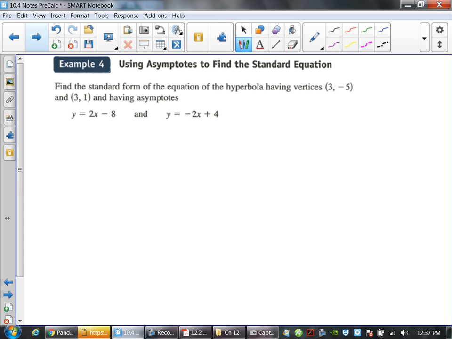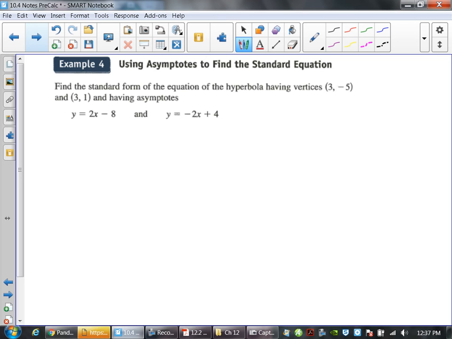This is totally different than what you did last year. Last year you were given vertices and foci, and you worked yourselves through it. Or you had a co-vertex and a vertex, and you went through it that way as well. This time we're going to use the asymptotes and see what we can come up with. Again, the easiest thing to start with is just a rough sketch graph. That way you can tell what direction it's moving, left and right, or up and down.